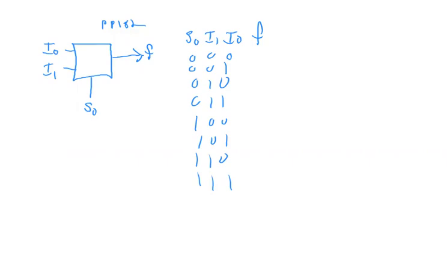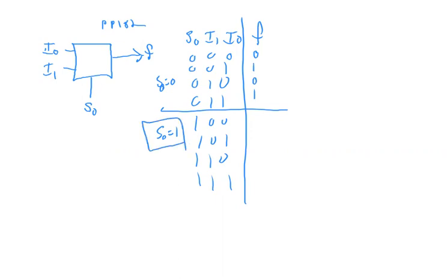So what we'll do is we'll divide this truth table up into two sections. In this one, S0 is equal to 0, and in this one, S0 is equal to 1. Now, if S0 is equal to 0, F will be equal to input 0. So we just write input 0 right here, 0, 1, 0, 1. If S0 is equal to 1, then F is going to be equal to input number 1. And we'll write that here. Input 1 is 0, 0, 1, 1.